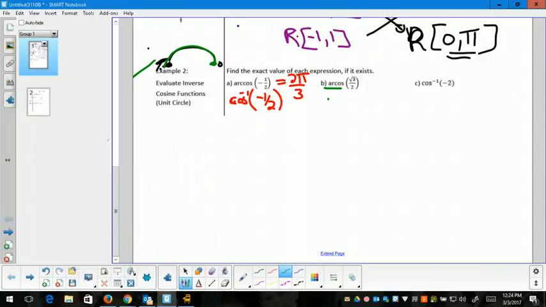Arc cosine of square root of 3 over 2 is positive, so we know we're in quadrant 1, which means it's pi over 6. Cosine inverse of -2. Is that on our domain? Nope.